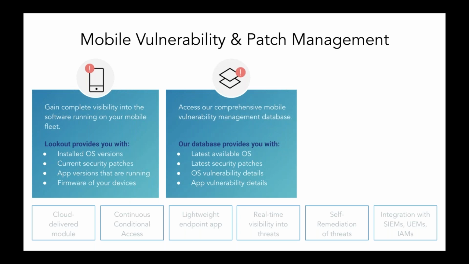Mobile vulnerability and patch management with Lookout gives you access to a comprehensive mobile vulnerability database. So we can, with high confidence, let you know what the latest OS version is for that device, down to the operating system, down to the device, and down to the carrier, so that you know with high confidence, is this the latest version for this specific version of Android in this specific region of the world. We allow you to see the latest security patches. We give you details into the OS vulnerabilities, and we also give you details into the app vulnerabilities.